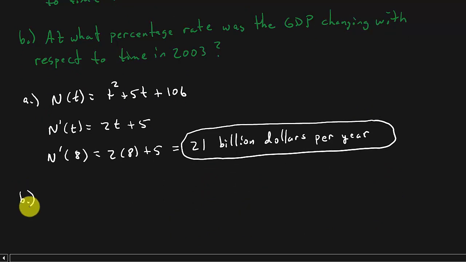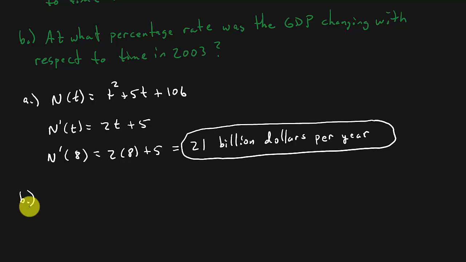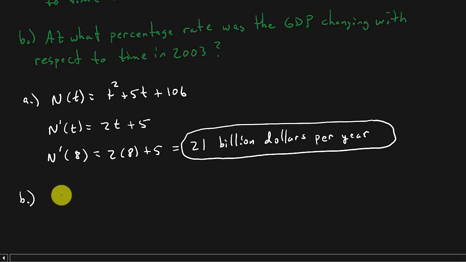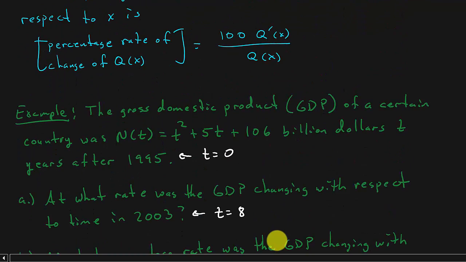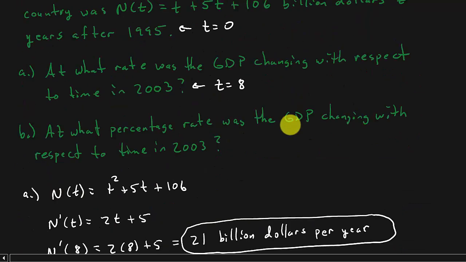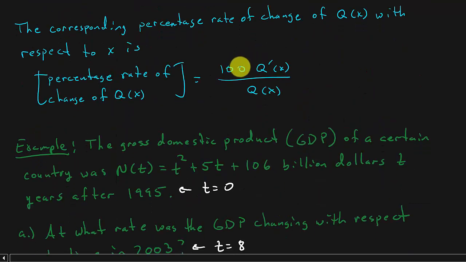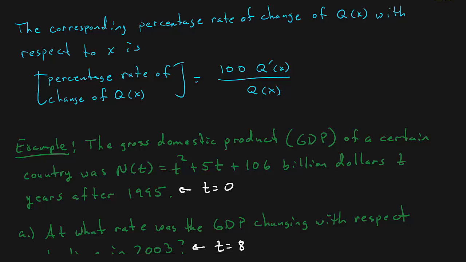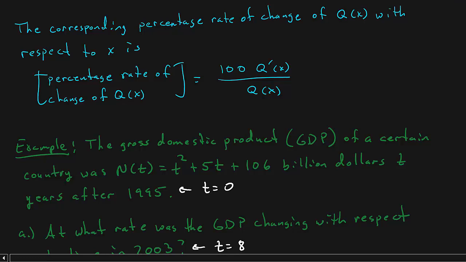But let's look at part B. At what percentage rate was the GDP changing with respect to time in 2003? So what's the percentage of it? Well, remember, that would be N prime of 8 over N of 8. Remember, the percentage is the derivative over the function, and we do need to multiply it by 100.